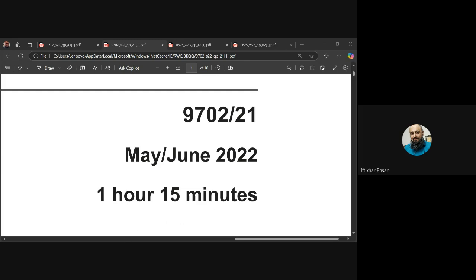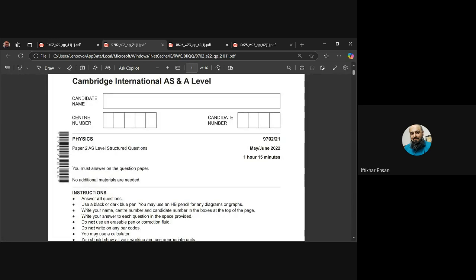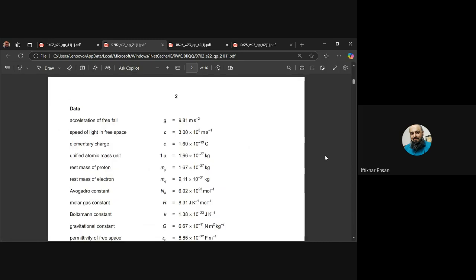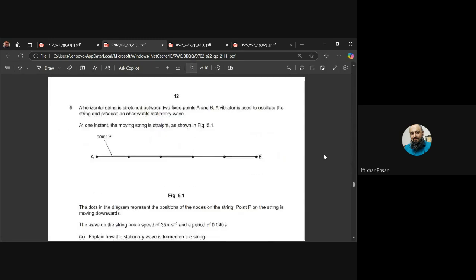Ji, can you see the screen clearly? Hassan, can you see the screen? Sarosh, is it clear? Yes, sir. Okay, beta ji, can you suggest a question number? We have to do waves and electricity always, right? So let's start from there.